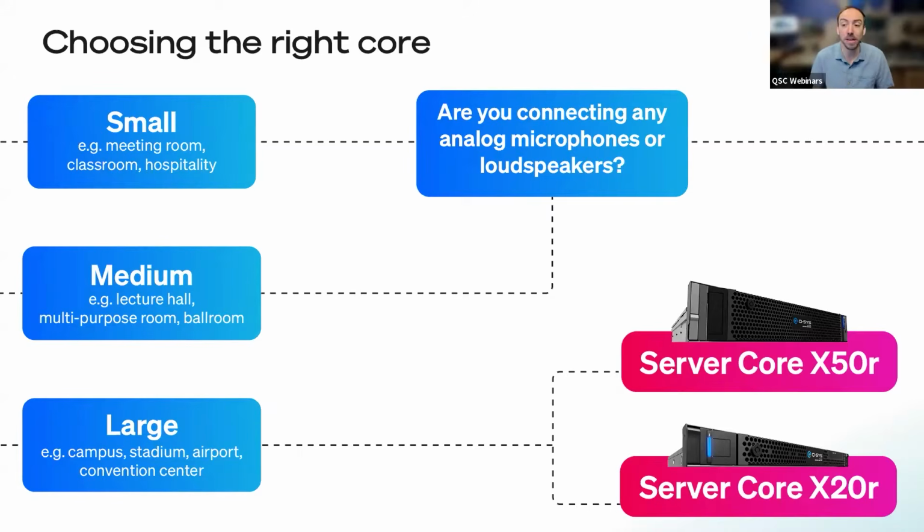But with our small and medium spaces, we have one more question before we just pick a processor. Obviously, there's a lot of questions that we can put in here, but the first one is, what kind of I/O are you connecting to that? Are you connecting analog microphones? Are you connecting loudspeakers? This might also be, are you connecting video? Because that might determine whether you want to use an NV32, a Core Nano, which has no physical I/O on the back of it, a Core 8 Flex, or a Core 24.